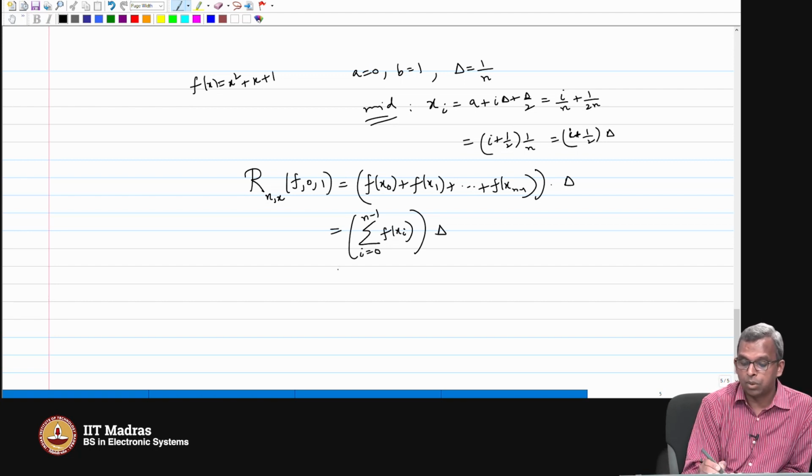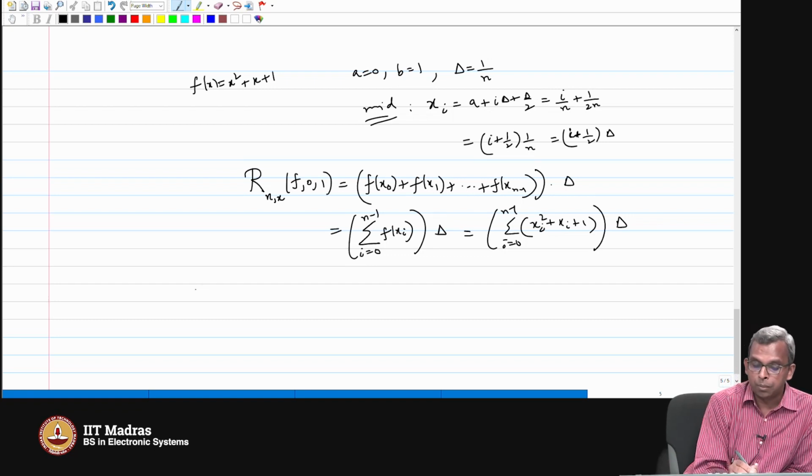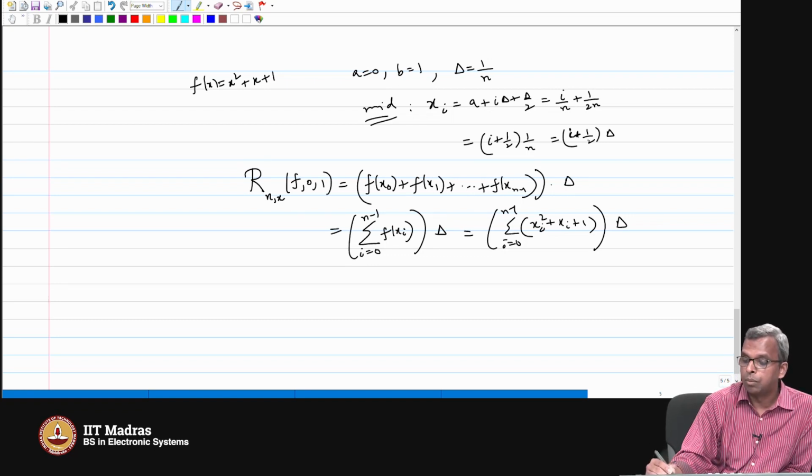x squared plus x plus 1. So, this is nothing but summation i equals 0 to n minus 1 of (xi squared plus xi plus 1) times delta. This times delta will always be there. So, let me just evaluate this summation. What is xi squared? It will just be (i plus 1 by 2) whole squared into delta squared, right?